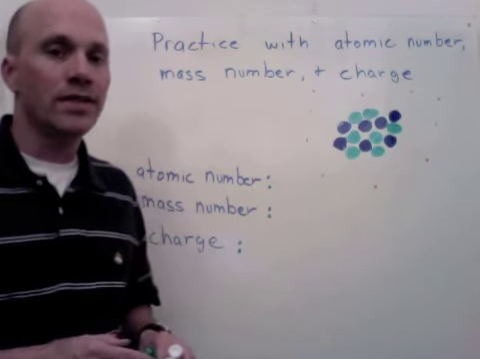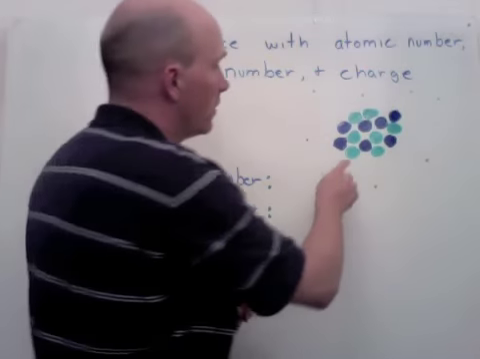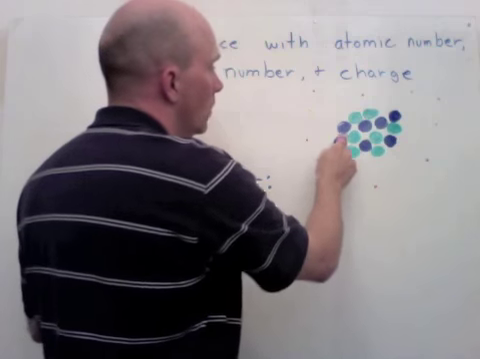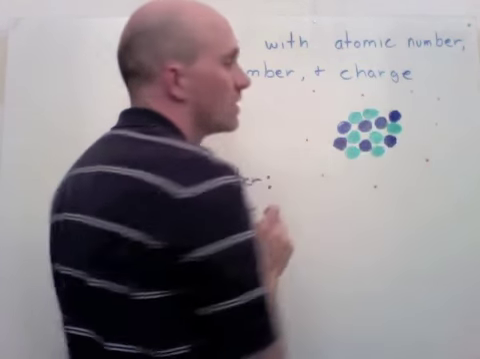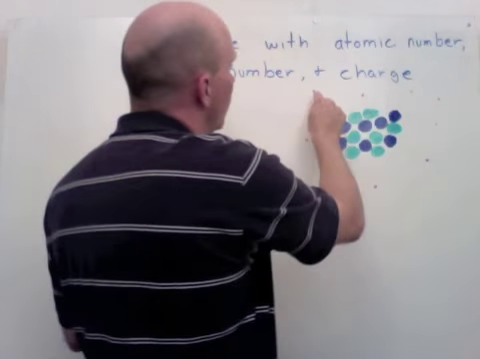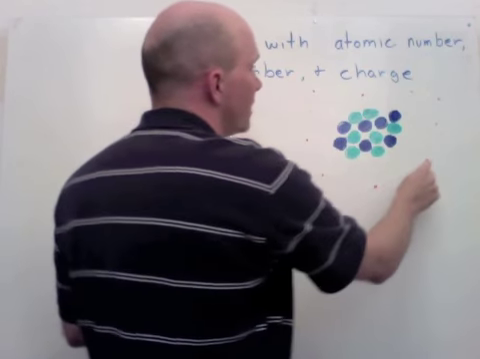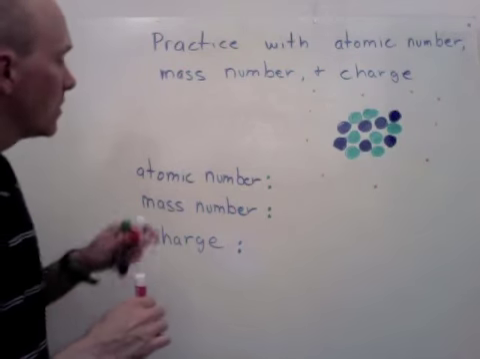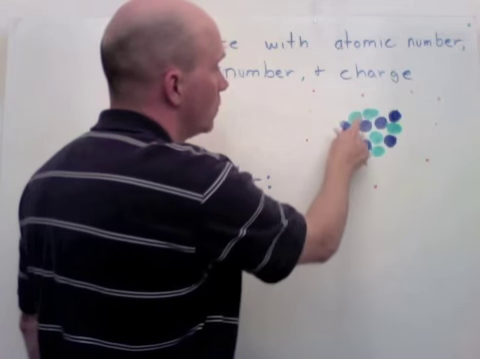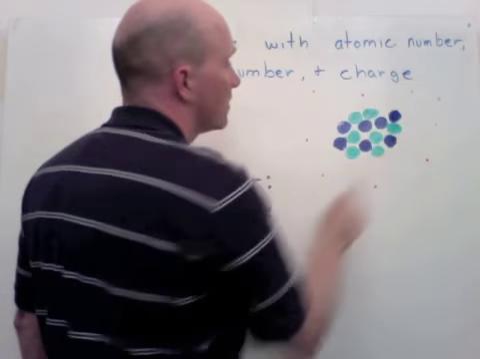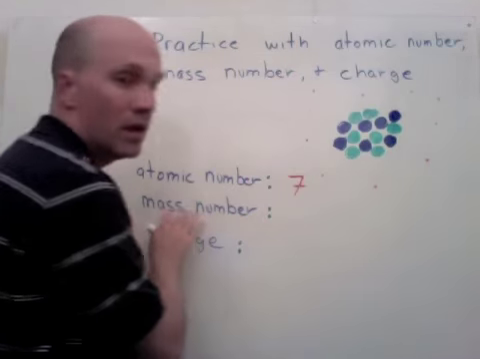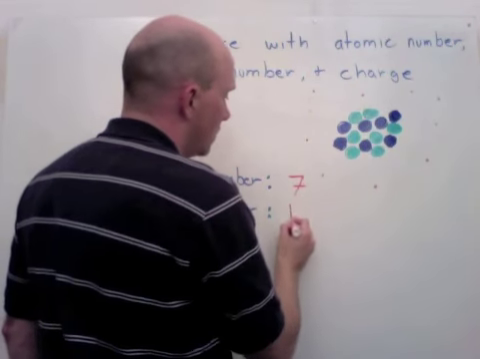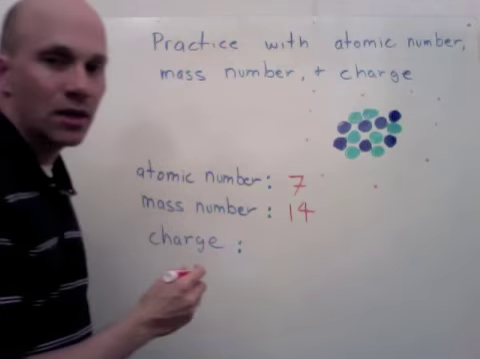Okay, and so one last example. This time there are 1, 2, 3, 4, 5, 6, 7 protons, 1, 2, 3, 4, 5, 6, 7 neutrons, and 1, 2, 3, 4, 5, 6, 7, 8, 9, 10 electrons. Okay? So atomic number, 7 protons. The mass number, 7 protons, 7 neutrons. That's going to be 14.